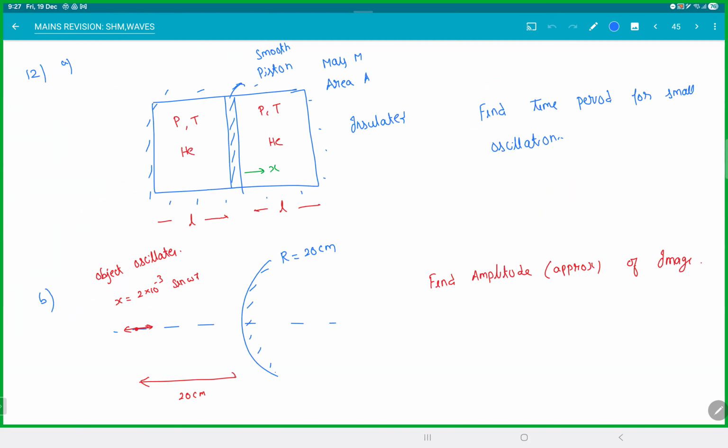Let's get these two. We have a container filled with a gas, helium, pressure P, temperature T, L and L, identical. In the middle, you have a smooth piston, mass M, area A, and insulated. If you disturb it, the piston will start oscillating. Find the time period for small oscillations. Thermodynamics and SHM. We have a mirror there, R20, a particle is oscillating, x is equal to 2 into 10 power minus 3 sine omega t. Find the amplitude of the image.